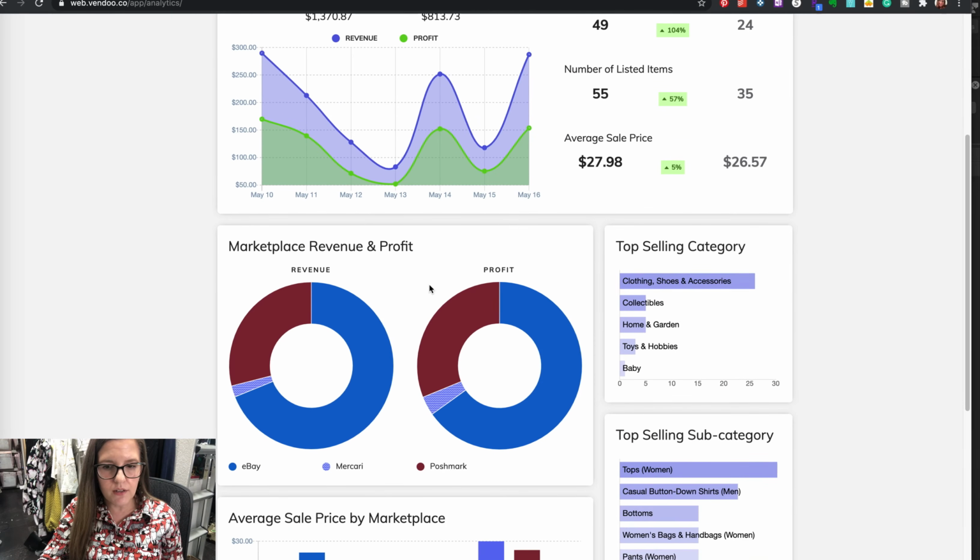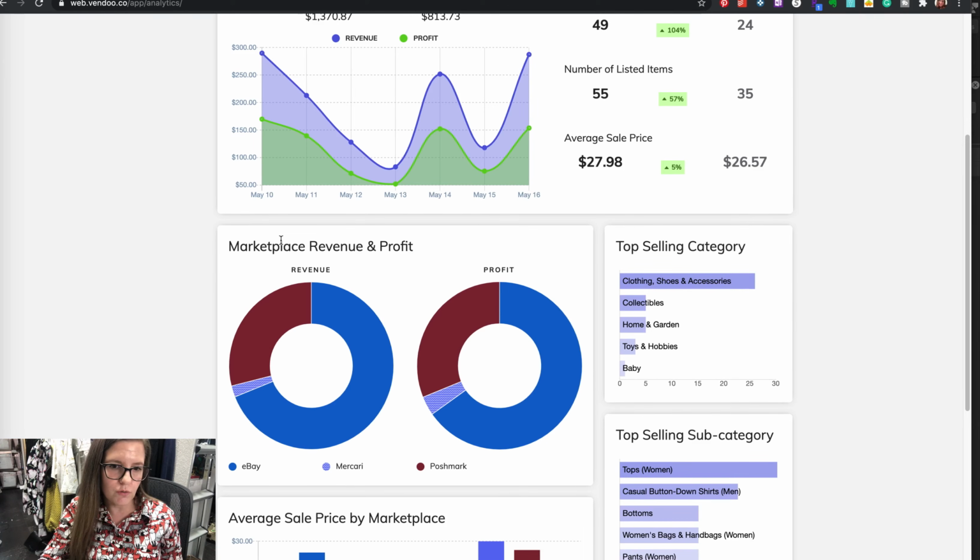And then you can go down to these and see your top selling category. If you hover over them, they have a lot of drop downs. So we're still top selling by a mile in clothing, shoes, and accessories. We sold 26 items for $800 this week. Pretty good. A lot of that we were clearing out.